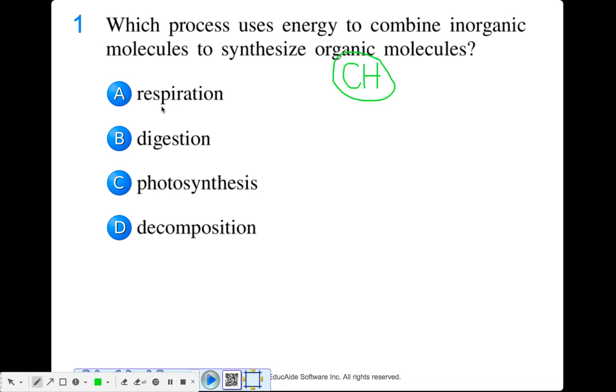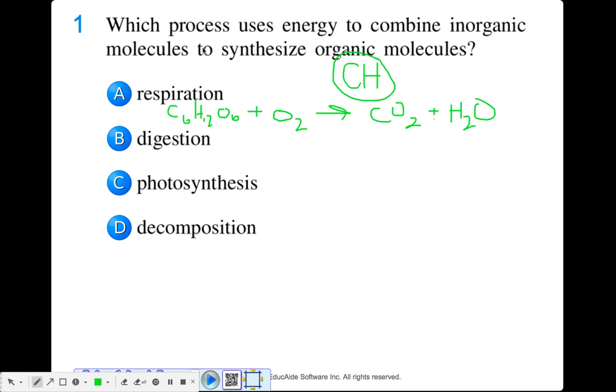Respiration. Let's see, we know that respiration takes glucose, which is C6H12O6, plus oxygen, produces CO2, and what? Water. Okay, CO2 stands for carbon dioxide.